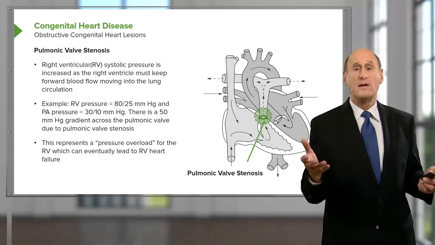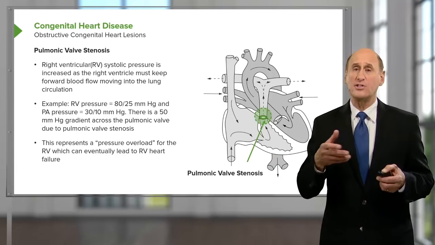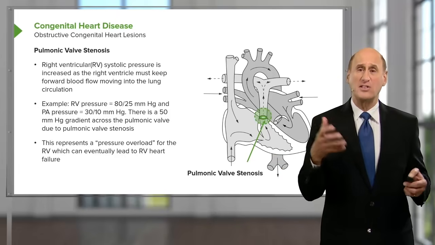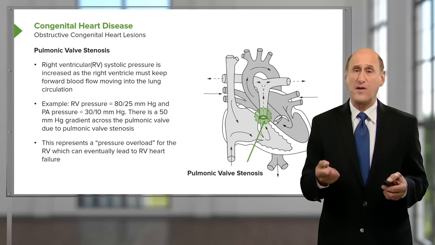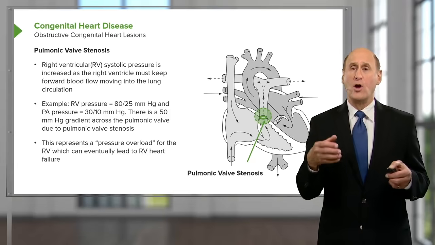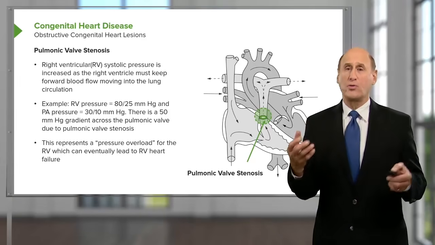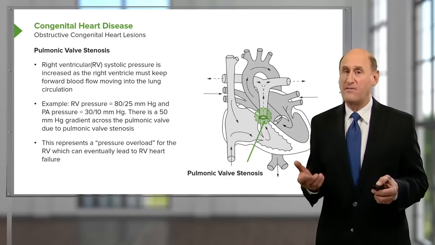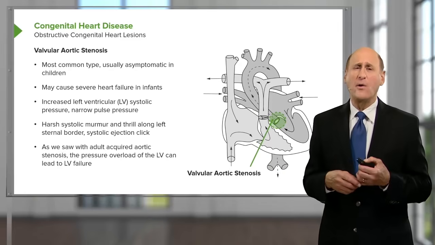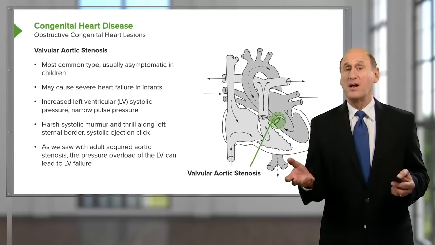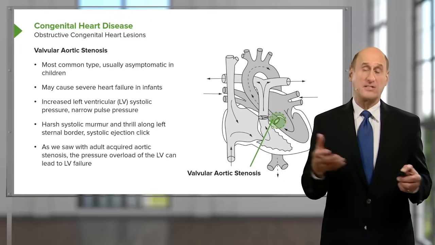It makes a murmur like the one with aortic stenosis. You have turbulence during systole, during the contraction of the right ventricle, and you hear shoo, shoo, shoo, shoo over the pulmonic valve. Aortic stenosis, similarly, is a lesion that affects the left ventricle.